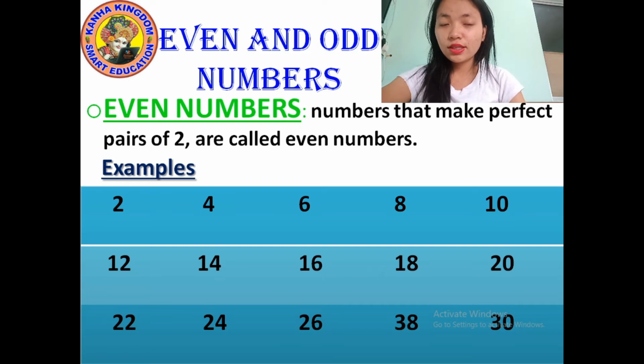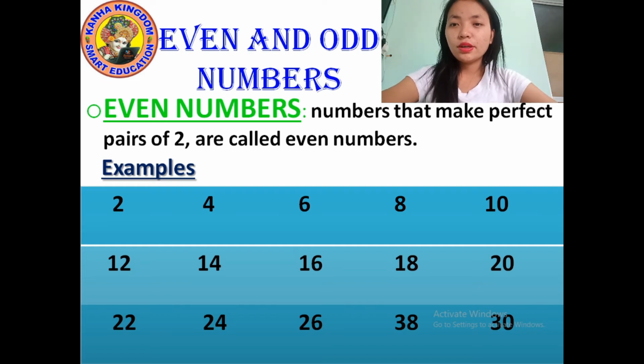So 4 is an example of an even number, because 4 can form a perfect pair of 2, right? Like this, examples of even numbers are 2, 4, 6, 10, 12, 14, 16, 18, 20, 22, 24, 26, 28, 30, 32, and so on.